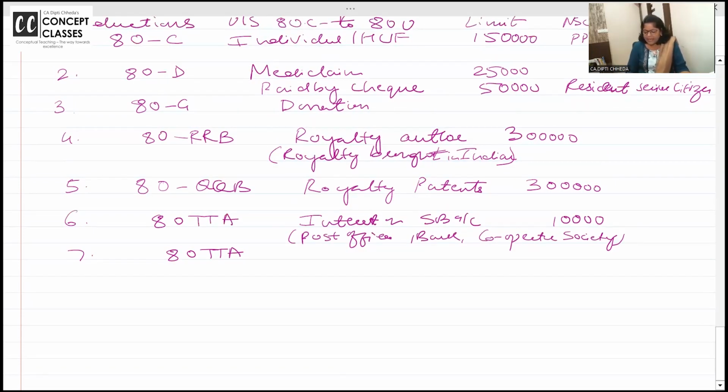80TTA, interest on saving account, 10,000. This is allowed for all the saving account interest. I may have saving accounts in 2-3 banks, so everywhere this is allowed. And then next is 80TTB. This is interest on saving account plus interest on FD.